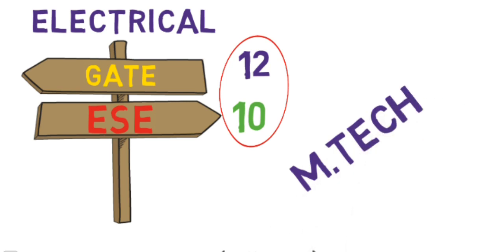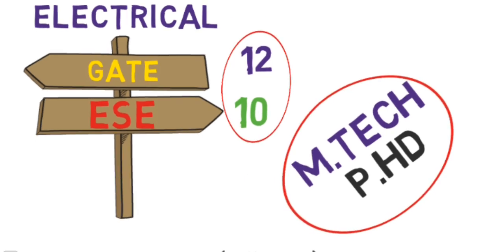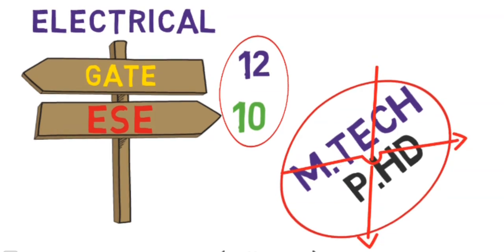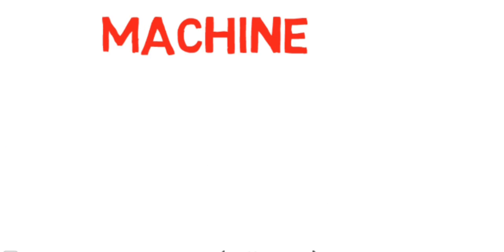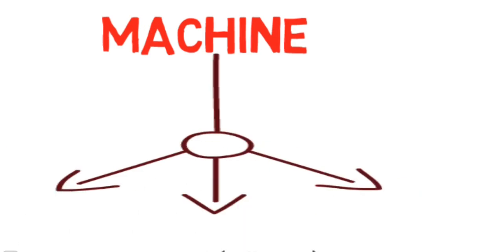However, you can't specialize in the machine subject. That means you can't do an M.Tech or a PhD on the machine subject. You can't specialize in it, but it's more important from the interview point of view. So, for better understanding, I have divided the machine subject into three parts.